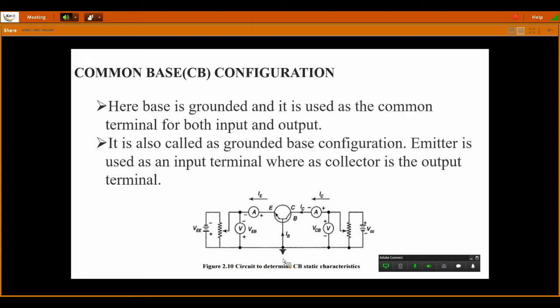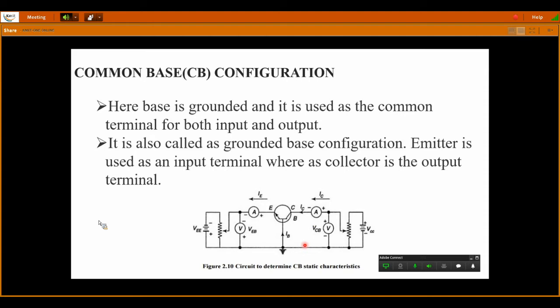In order to note it down, to find your input characteristics and output characteristics, we connected the voltmeter and ammeter at the input side as well as at the output side. This voltmeter will give you the input voltage, and the readings on your ammeter will give you the input current, IE. Whereas at the output side, the voltmeter will give the readings of output voltage, and this ammeter will give you the output current, the collector current, IC.